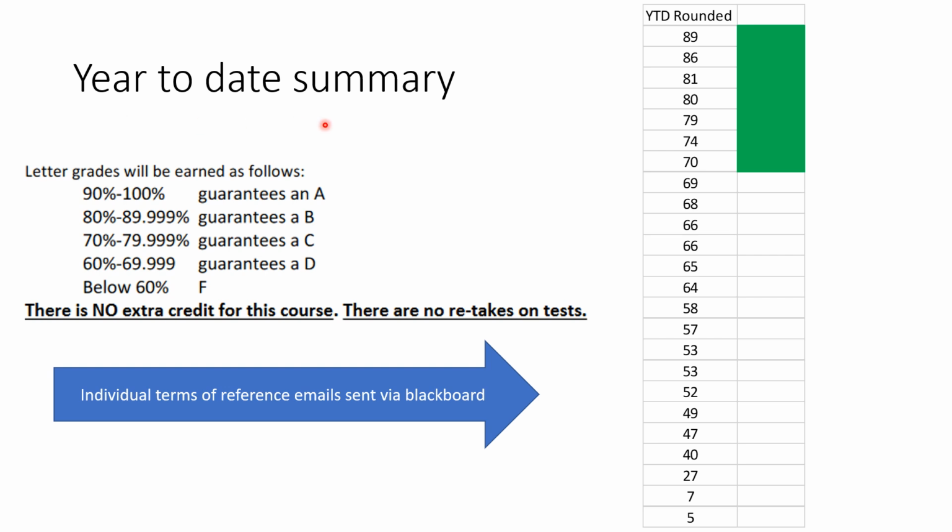Here's the year-to-date summary. These are the year-to-date rounded averages. And you can see the grading scale that is here, 90 and above is an A and things like that. You do need 70 or better, guaranteeing a C, to be successful and move to the next course. And you can see that there are seven of you who are currently at that state. And that means that 18 of you are not being successful right now. But you can fix that, and we'll talk more about that later.